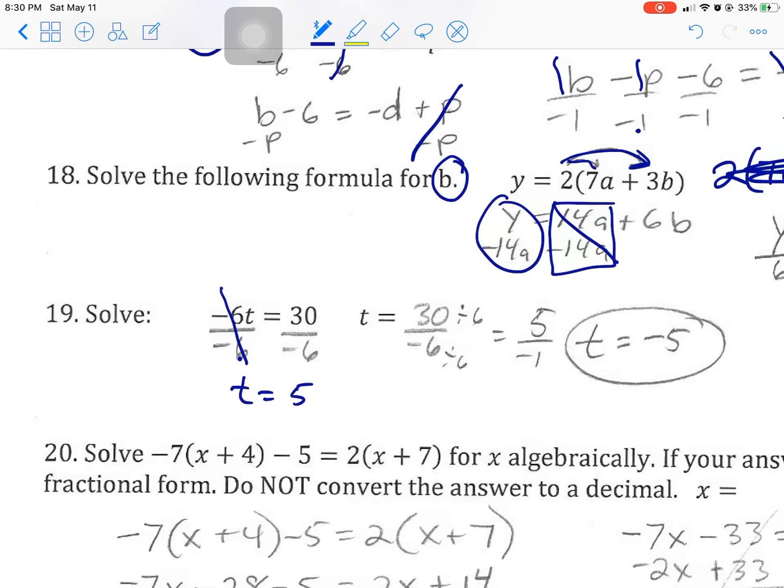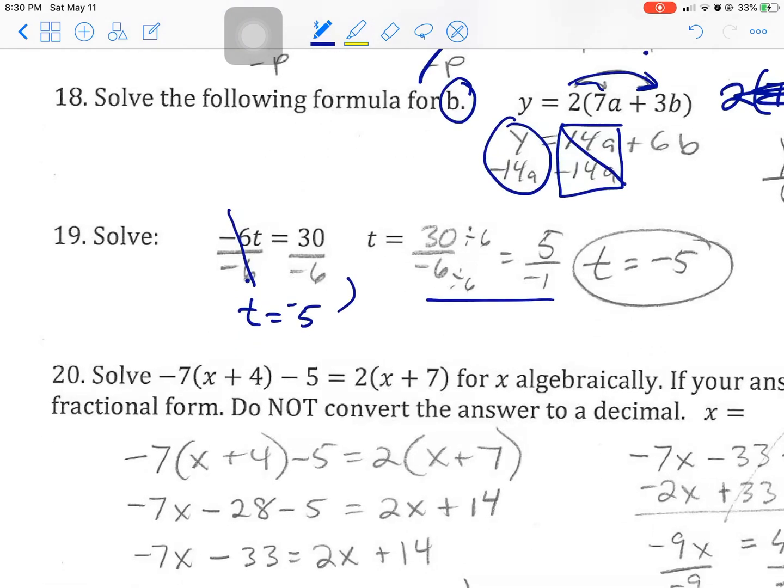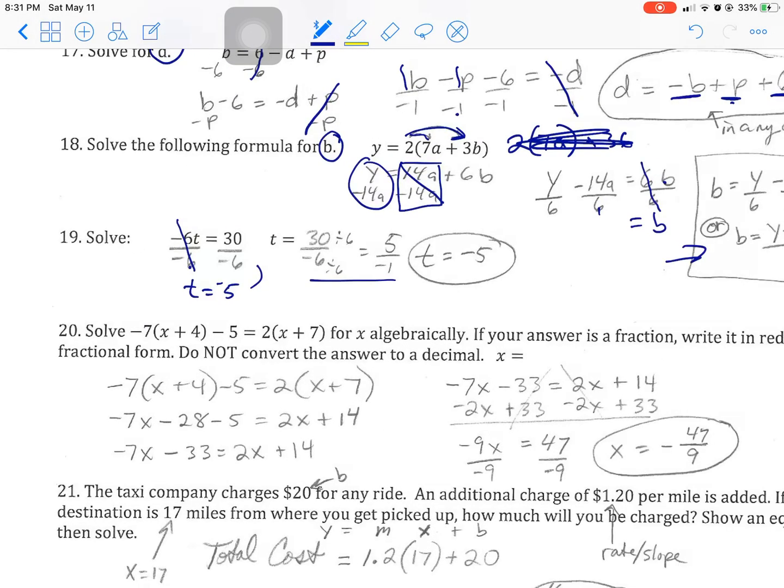This is kind of the long way over here. 30 divided by 6, you divide each side by 6. You get a 5 divided by, ooh, I dropped my negative. 5 divided by negative 1, which is a negative 5. Okay. You can just go from here to here. You don't need that step if you don't want to, but that's just a couple ways to go. Okay.